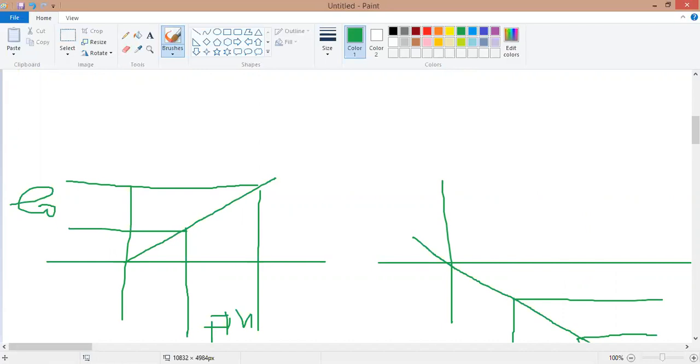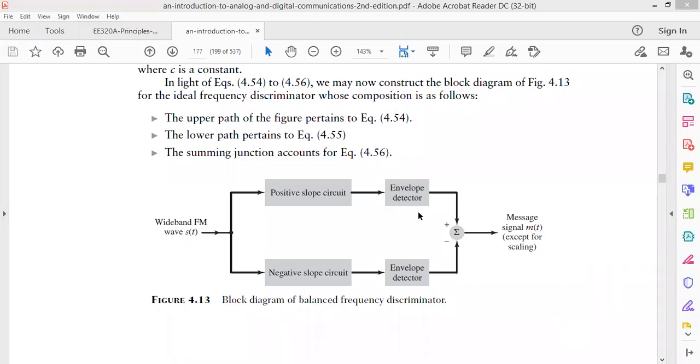After that, I want to pass it through an envelope detector, obviously, and after the envelope detector that may be passed through the summer, and after the summer it should be passed through a low pass filter to get a smooth message. So this is the basic fundamental block diagram of the balanced frequency discriminator circuitry or demodulator circuitry. This is the most important thing for FM demodulation.